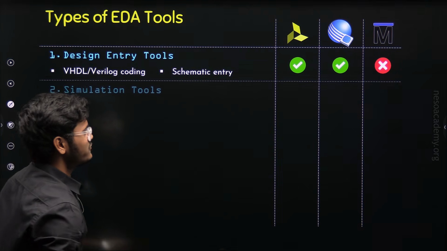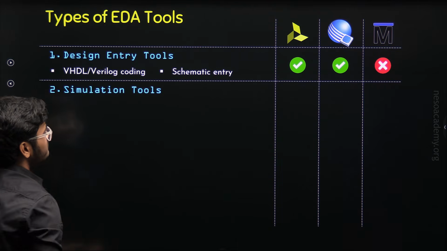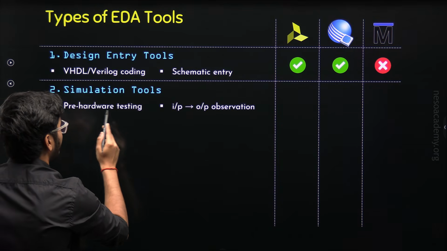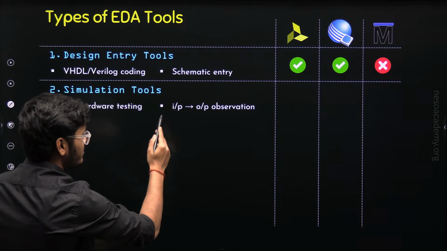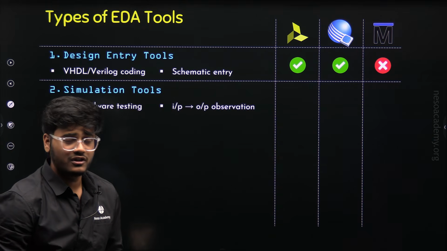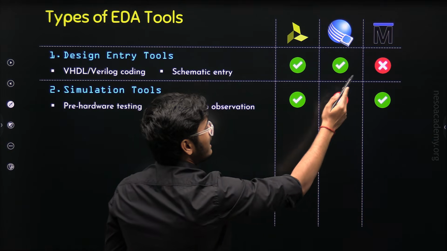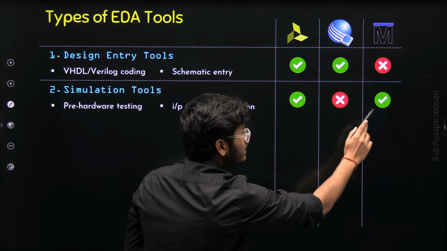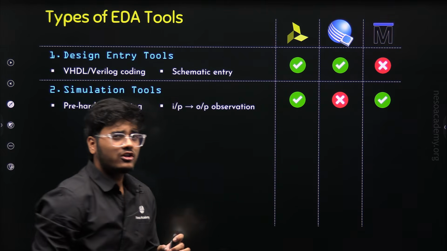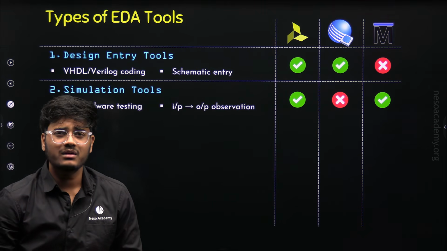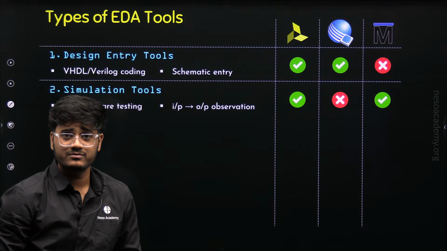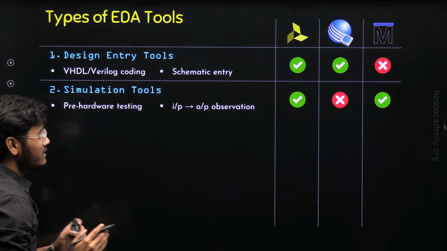Now, let's see the second type of tools, simulation tools. Simulation tools are used to test digital circuits before hardware implementation. Here, we apply inputs, observe outputs, and check the correctness. For simulation, we can use Xilinx Vivado and ModelSim. ModelSim is a very good simulation tool, while Intel Quartus Prime can also be used as a simulation tool, but some users find it less intuitive compared to newer alternatives. In this process, simulation helps to detect early errors.